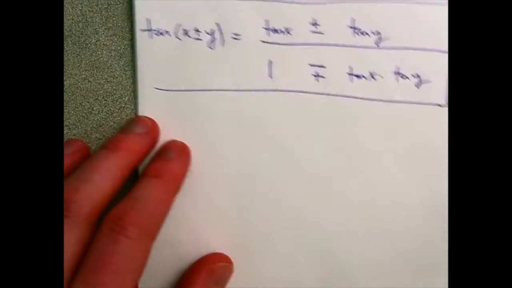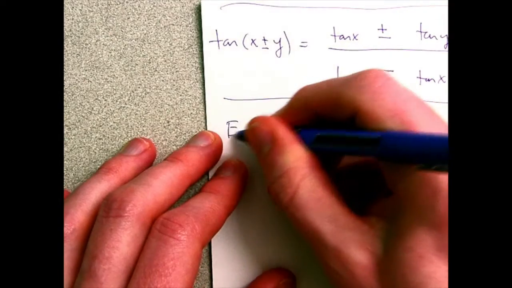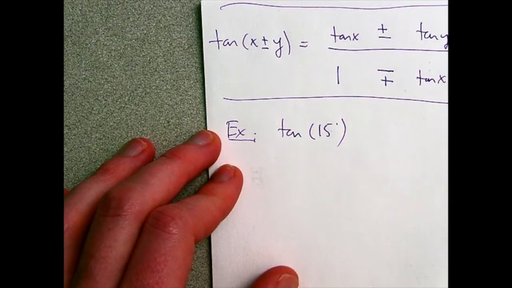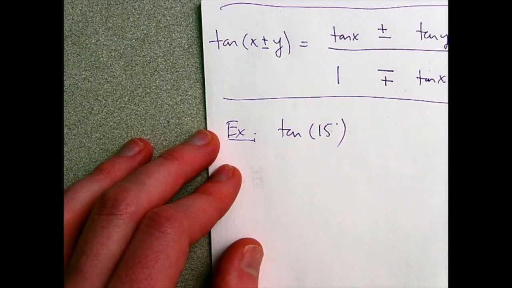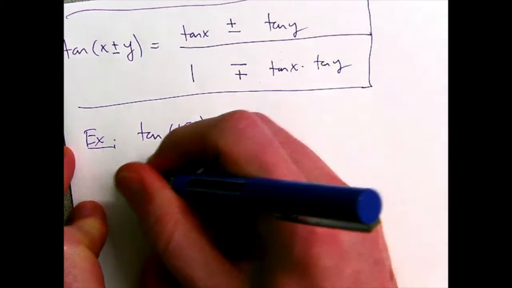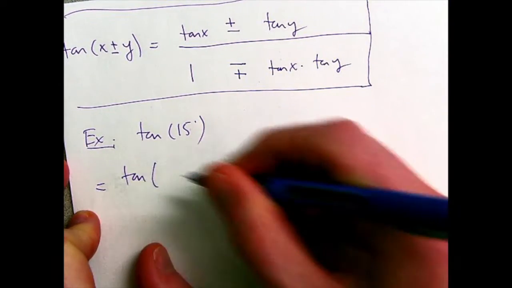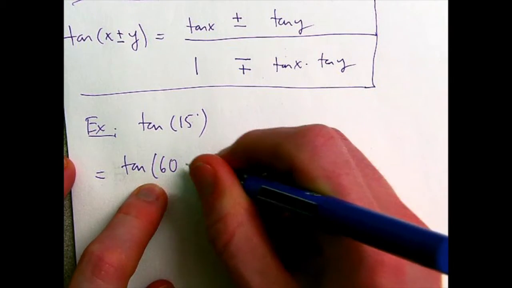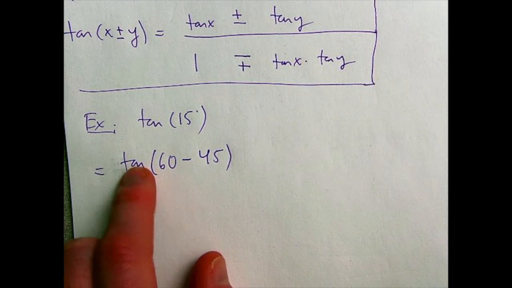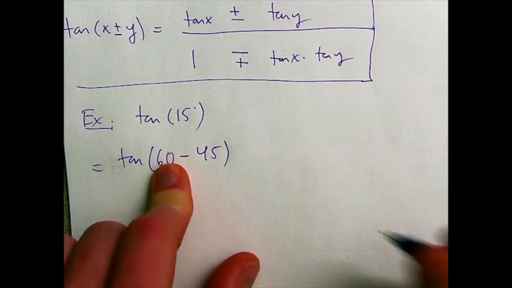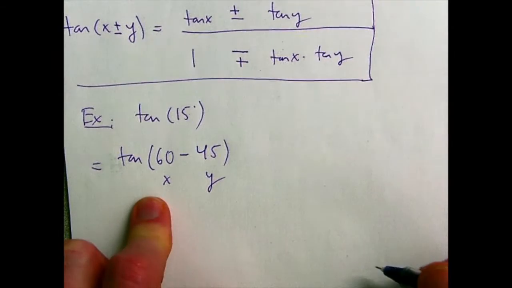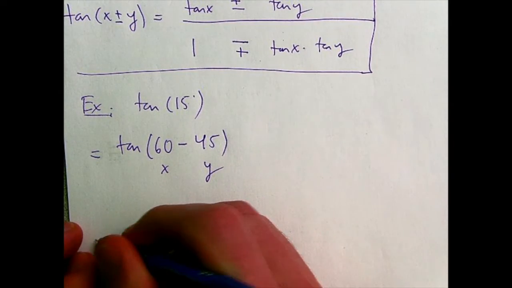So one thing that we can do is we can ask for things like, what is the tangent of 15 degrees, right? Well, the tangent of 15 degrees is not a unit circle angle. However, it can be written as the difference of two angles which are in the unit circle, right? It can be written as 60 minus 45, okay? And that is the tangent of a difference between two angles, and I just derived a formula for that. Basically, that's your x and that's your y. So I'm going to go ahead and use the formula.